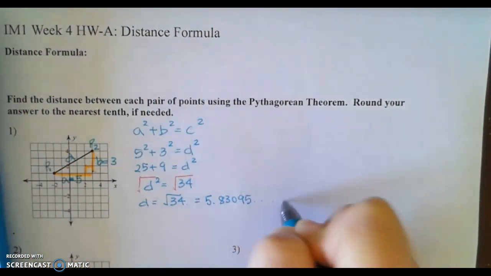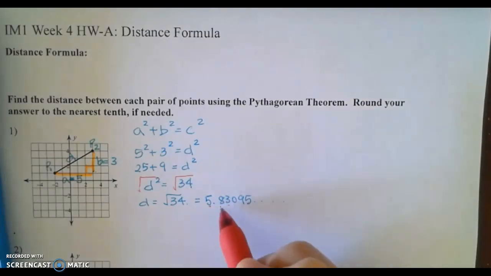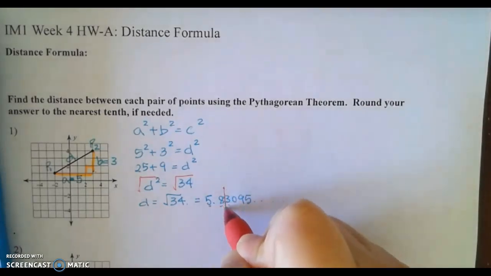And it continues. Now it says to round to the nearest 10th digit. Okay, that means this is the 1st digit, this is the 10th digit, this is the 100th digit, and 1000th digit. That means we want this digit. So we want to cut off here.